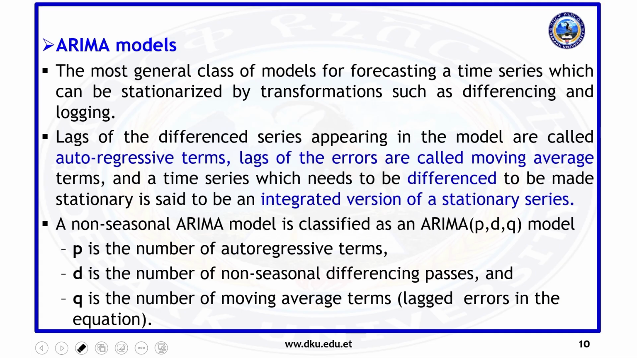p stands for the number of autoregressive terms, or the order of the autoregressive model. d is the number of non-seasonal differencing passes, and q is the number of moving average terms, or lagged errors in the equation. That means the order of the moving average.